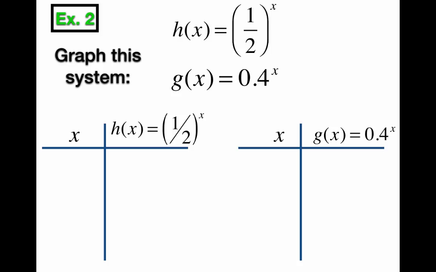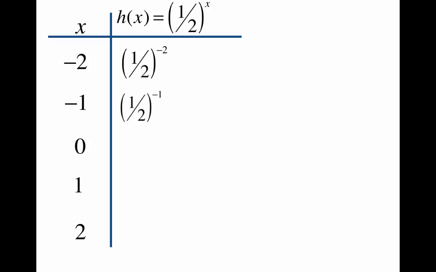I'm also going to do my normal numbers in both tables. So I'm going to work on the h of x first. I'm going to zoom in on that. I'm going to do -2, -1, 0, 1, and 2. Now this is going to be trickier because it's 1/2 to the x power. So I have to do a half to the -2 power. I have to do a half to the -1, half to the 0 power, half to the first power, half to the second power. Ugh, ugly, but we can do it.